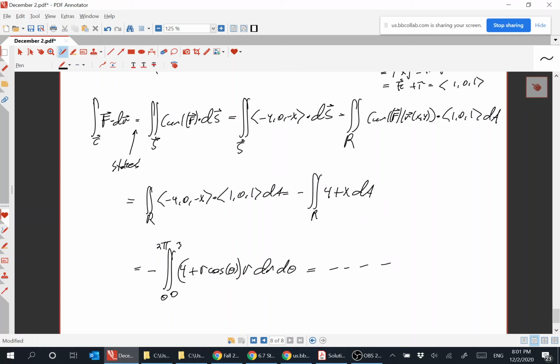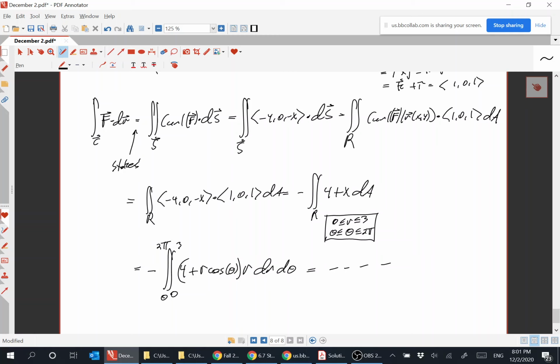Okay, and we had to change it to polar coordinates because R was that circle of radius 3. So r goes from 0 to 3 and theta from 0 to 2 pi. Because we can't really express it easily in terms of Cartesian coordinates.